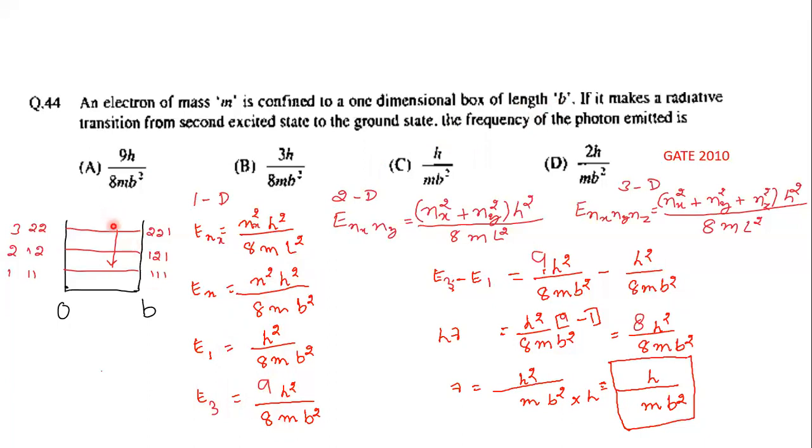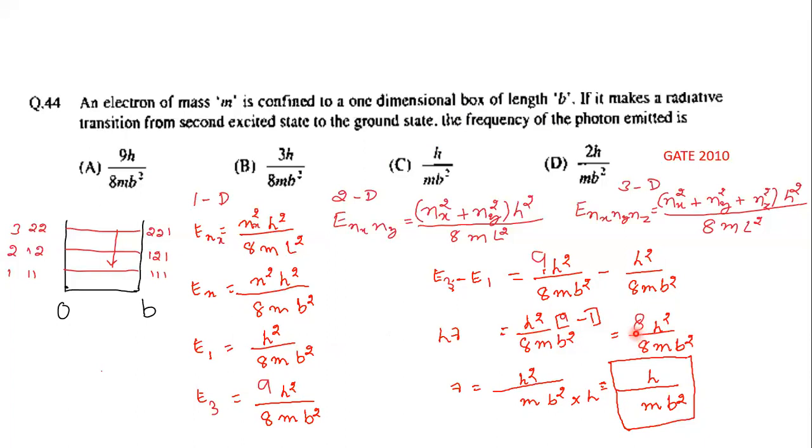To make the radiative transition from here to here, we take the difference in energies between E3 and E1. That would give you 9 h square by 8 m b square minus h square by 8 m b square. When you take this common out, you will be left with 9 minus 1, that is equal to 8 h square by 8 m b square.